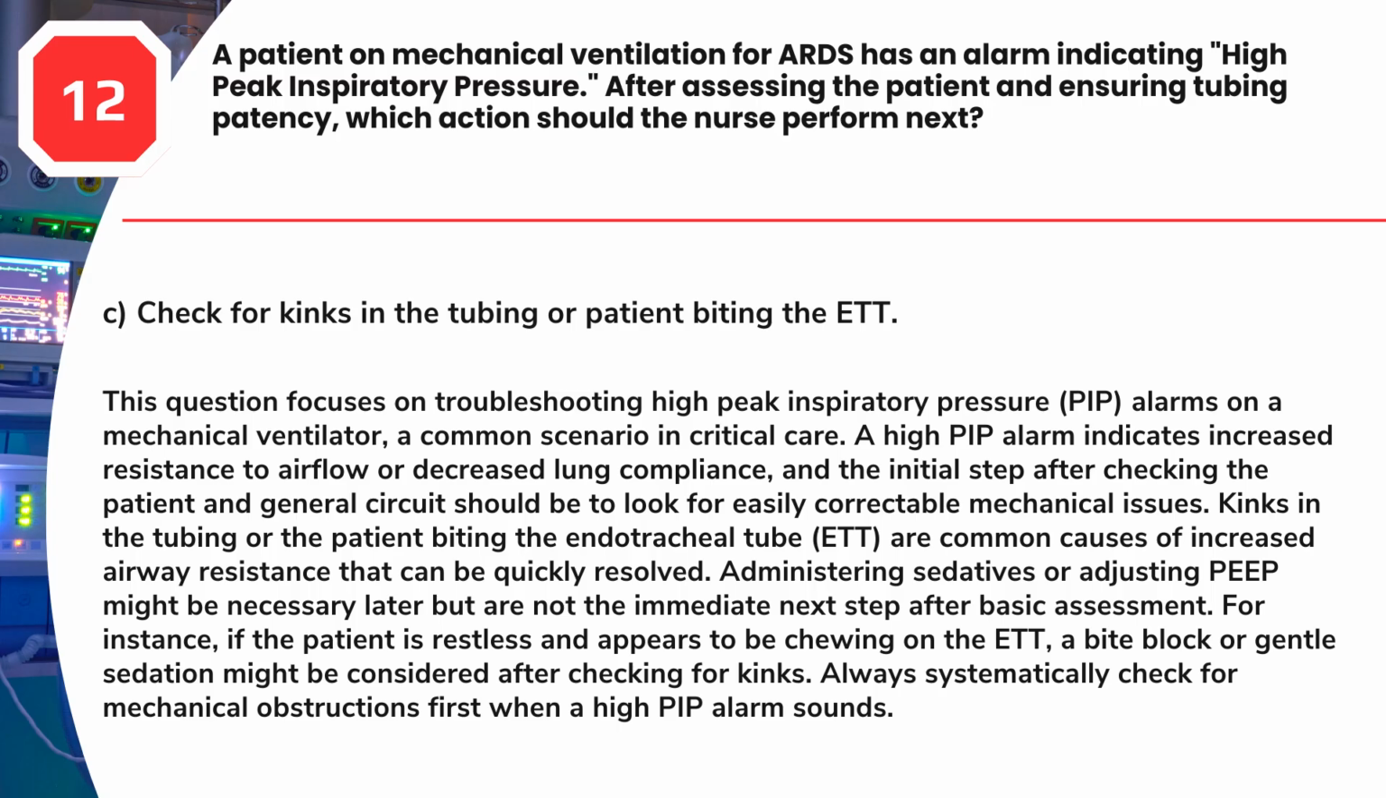Kinks in the tubing or the patient biting the endotracheal tube, ETT, are common causes of increased airway resistance that can be quickly resolved. Administering sedatives or adjusting PEEP might be necessary later but are not the immediate next step after basic assessment. For instance, if the patient is restless and appears to be chewing on the ETT, a bite block or gentle sedation might be considered after checking for kinks. Always systematically check for mechanical obstructions first when a high PIP alarm sounds.